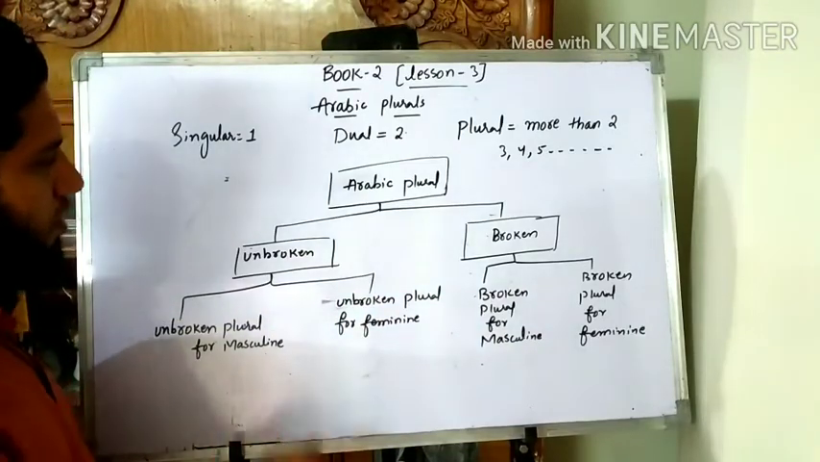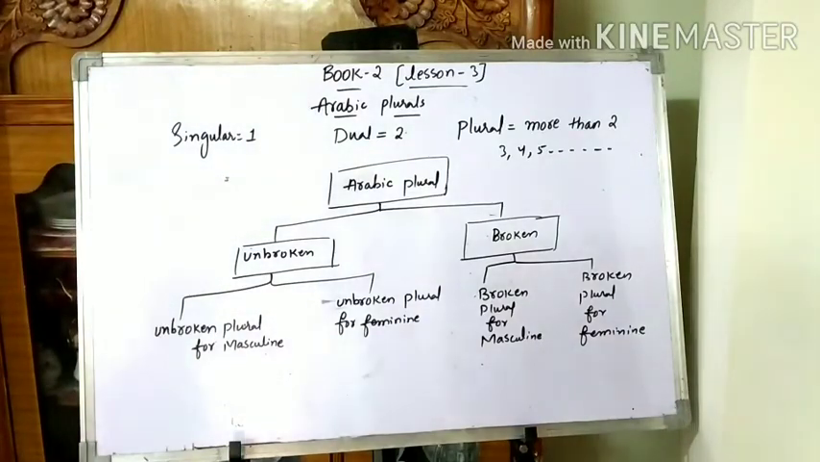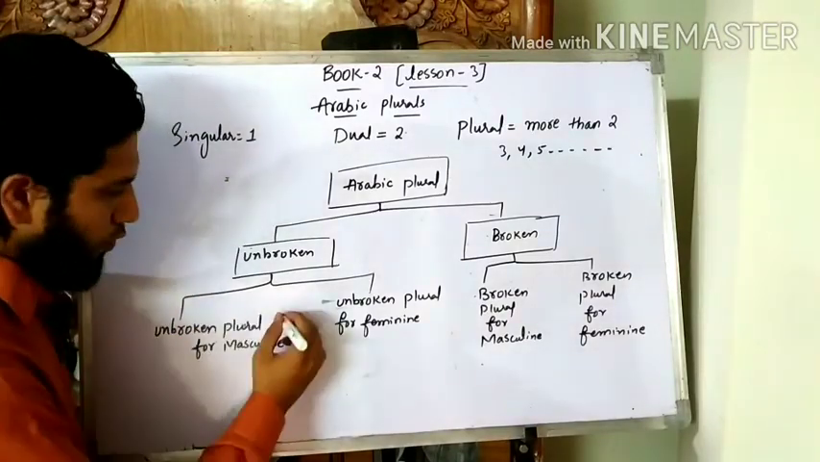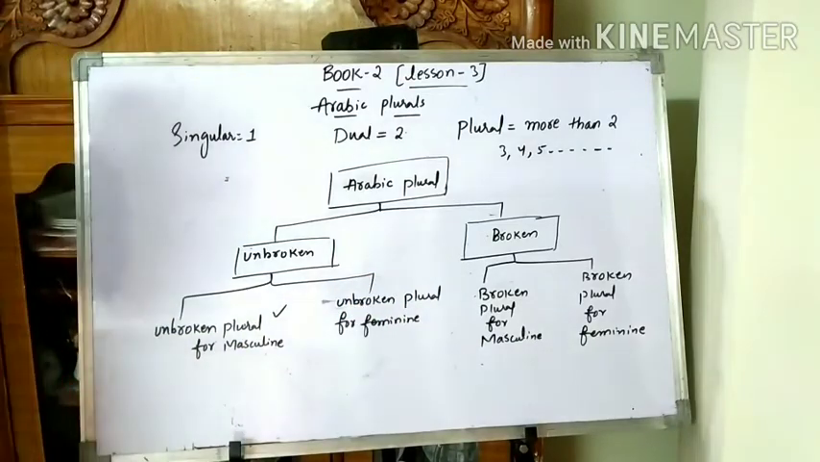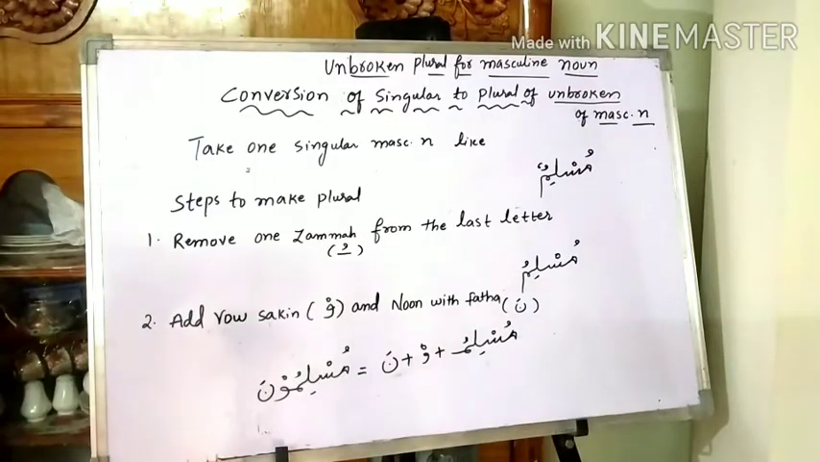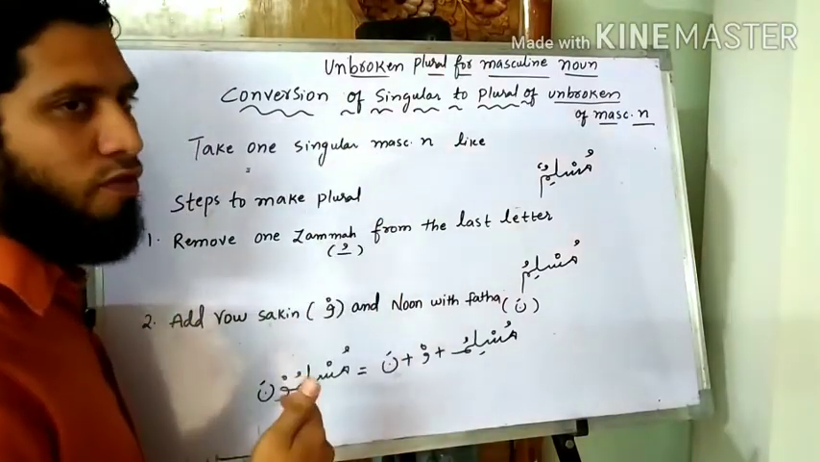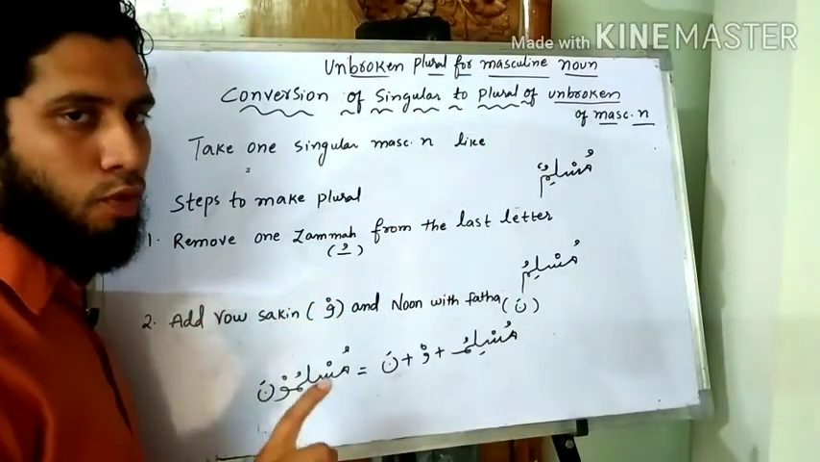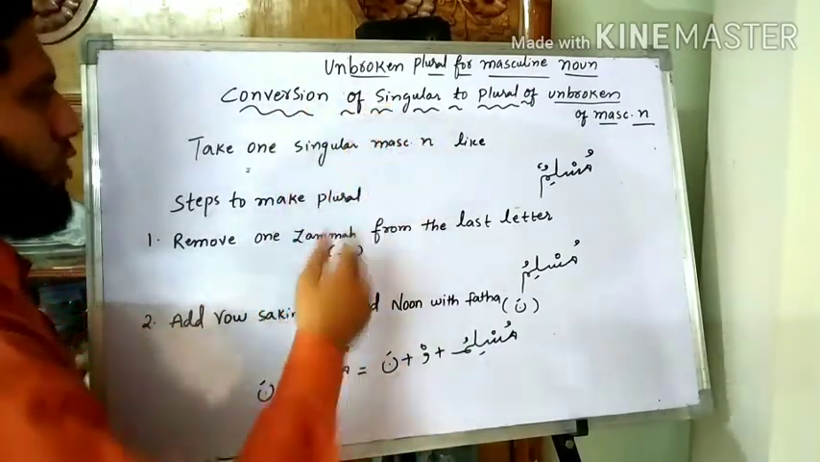You can see this picture. First we will learn unbroken plural for masculine. Then later on we will learn gradually all other things. Now we will see the rule of conversion of unbroken plural for masculine noun. You can see, this is the conversion.